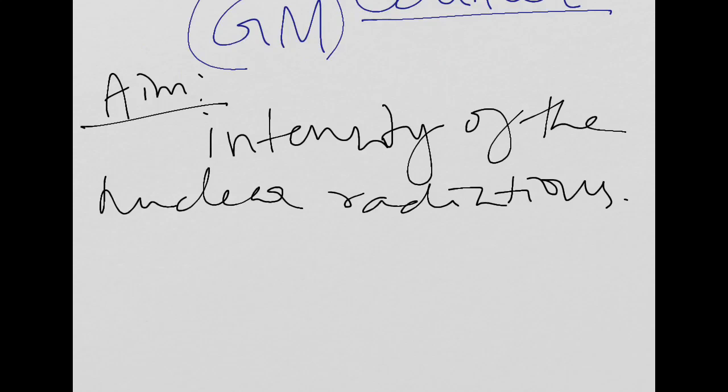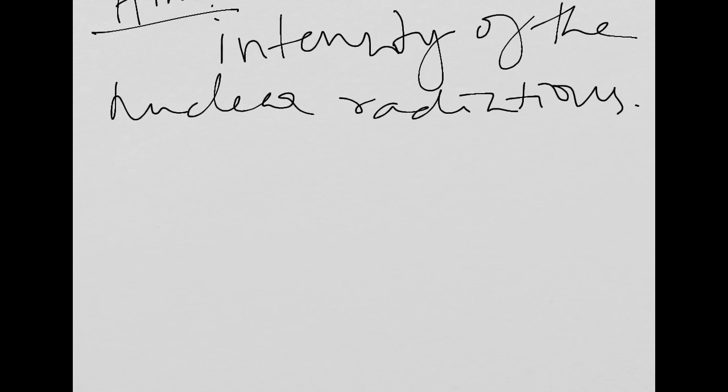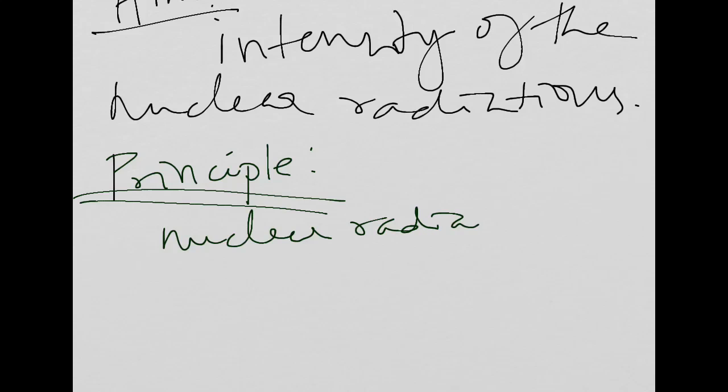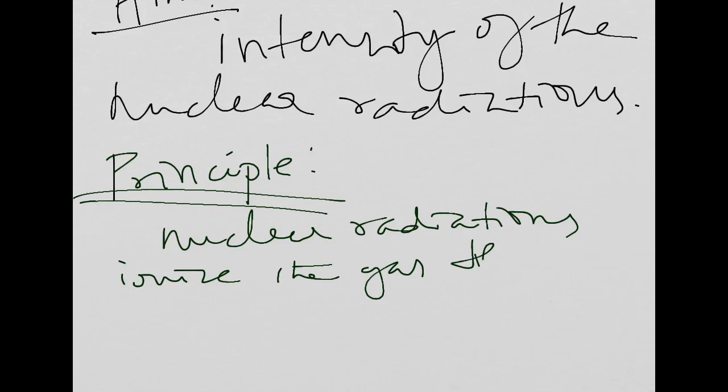The diagram can explain it better. So, let me do the principle also for that. What is the principle behind the GM counter? Nuclear radiations ionize the gas through which they pass.